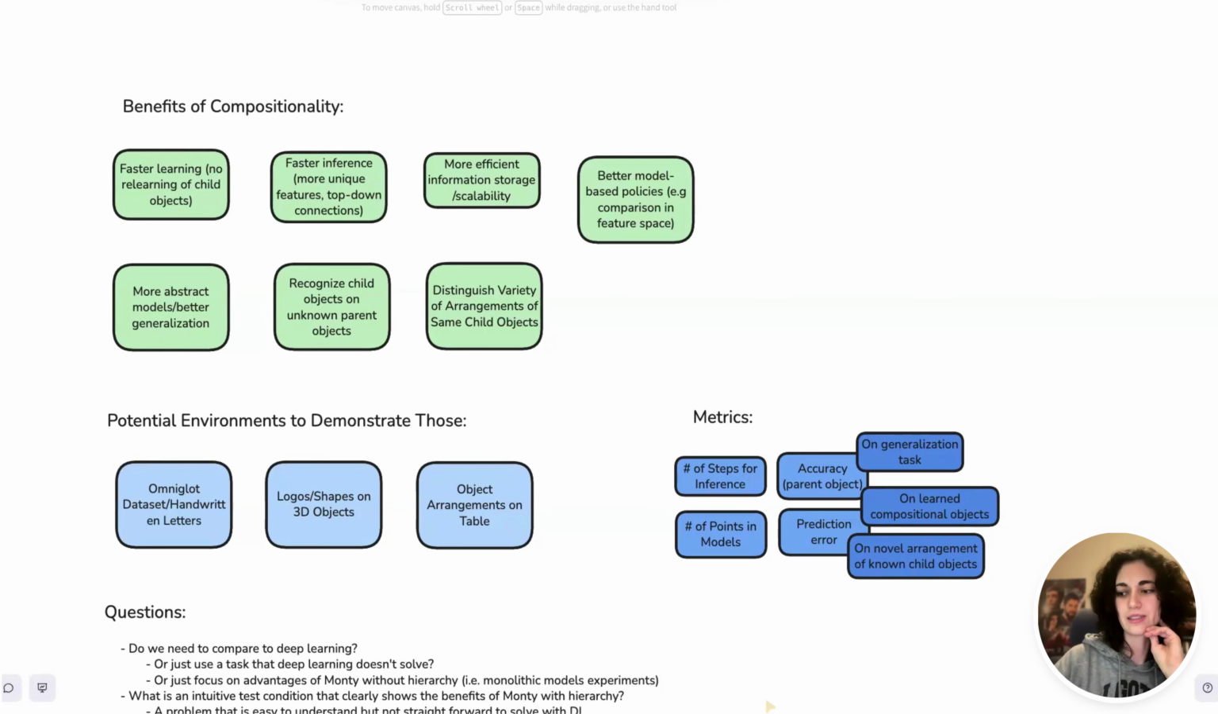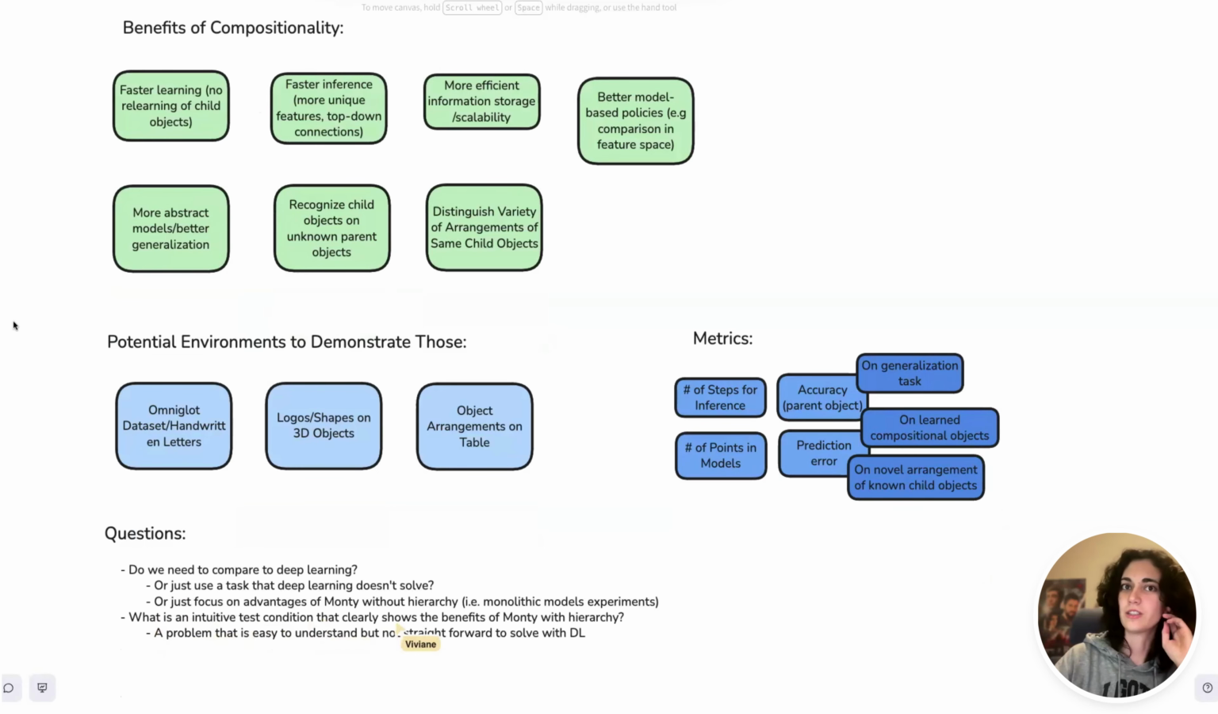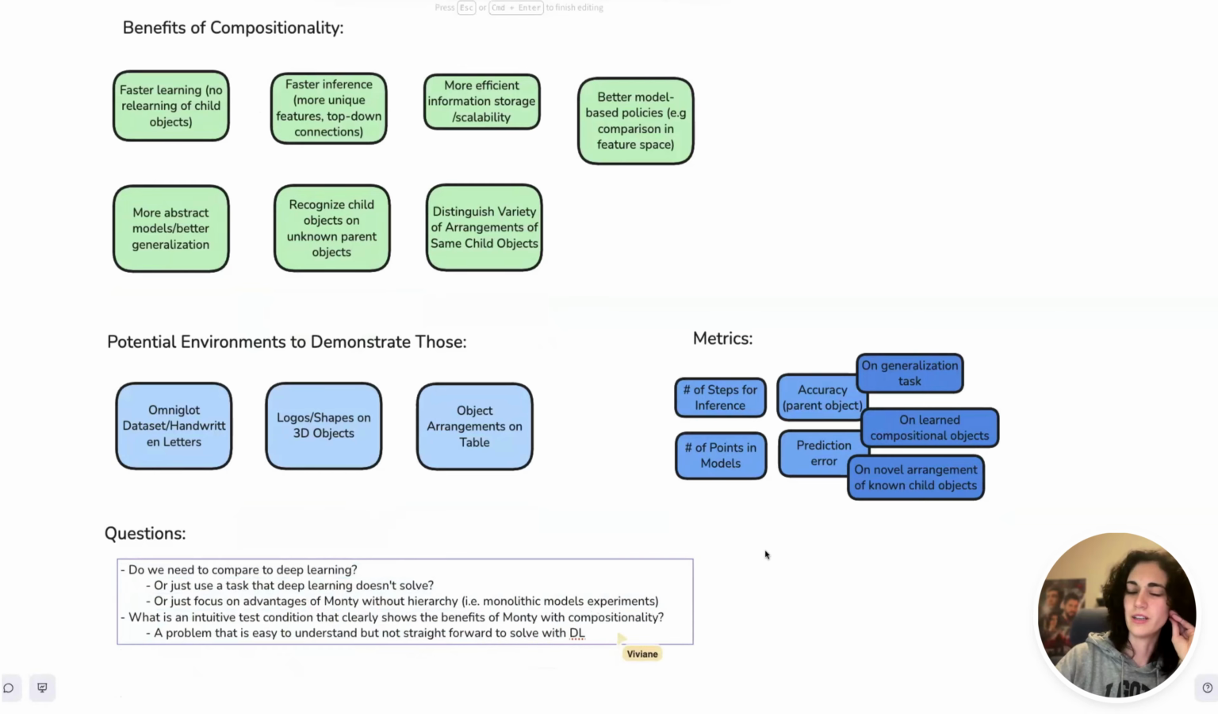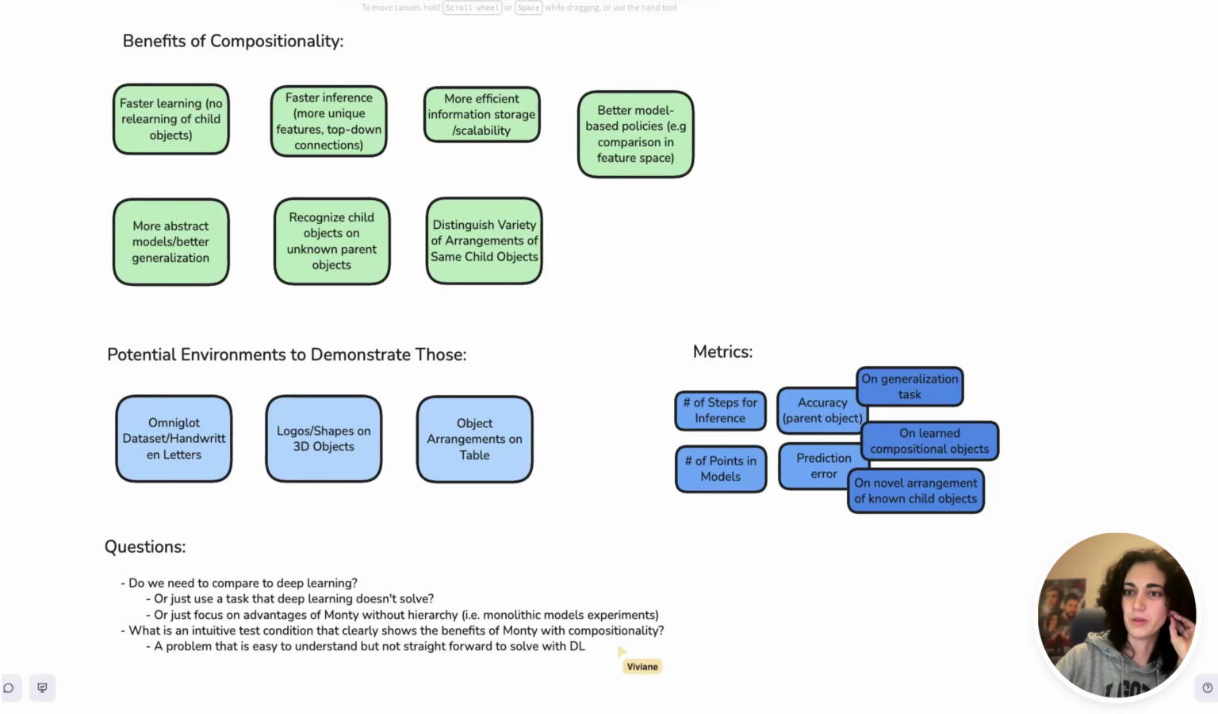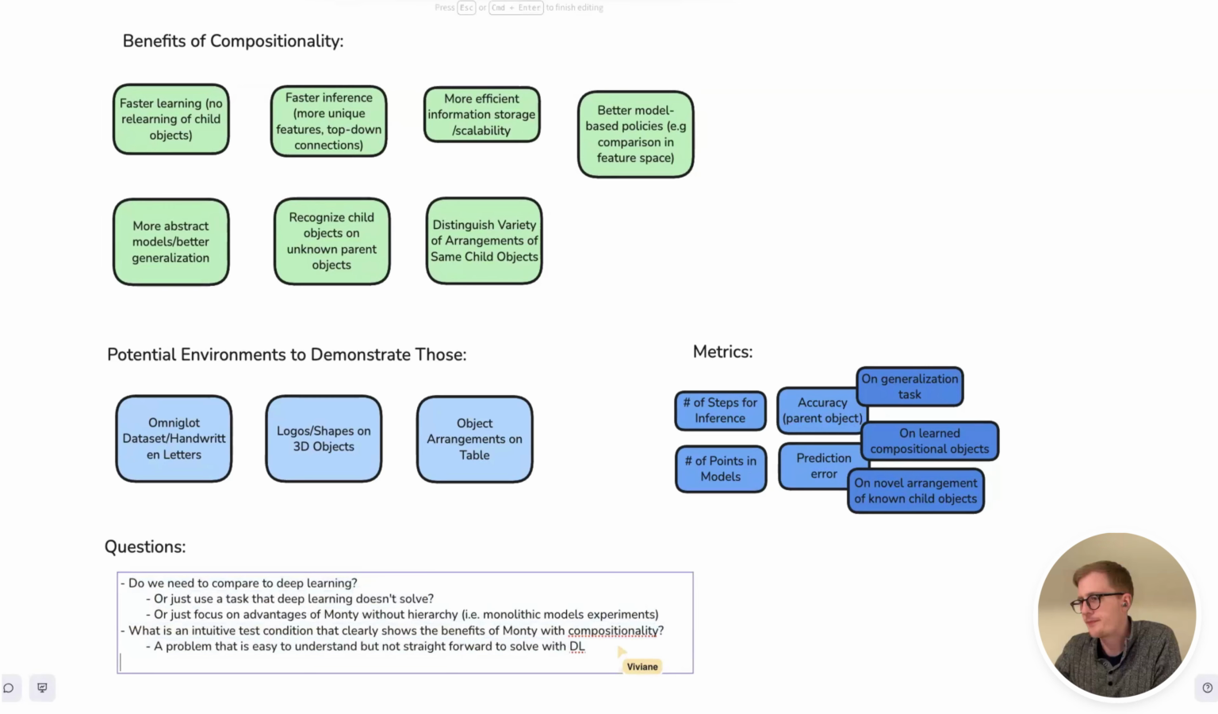Yeah, and I think that's kind of what we want to determine. One of the big questions I put at the bottom here is, what is an intuitive test condition that clearly shows the benefits of Monty with hierarchy? A problem that's easy to understand but not straightforward to solve with deep learning. And if we can't think of a simple demonstration that's impressive when people look at it and easy to understand why this is cool, then it's probably not worth it to write another paper.